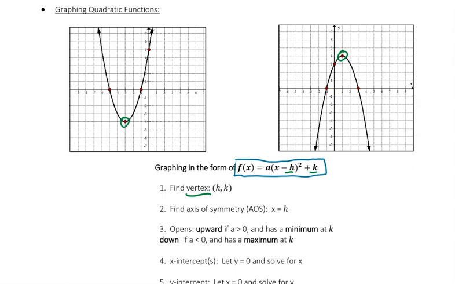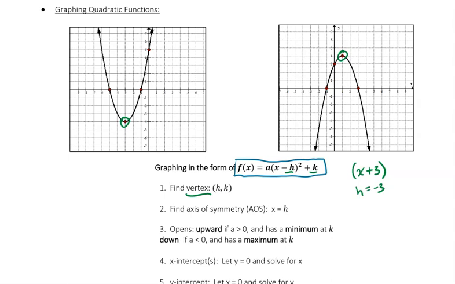Now, keep in mind that it says x minus h. So if you have something like x plus 3, then you just want to take the opposite sign of whatever's there. So in this case, h would be -3. So it's just something to keep in mind.